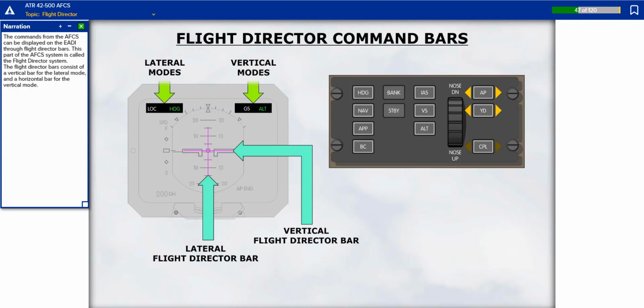The commands from the AFCS can be displayed on the EADI through flight director bars. This part of the AFCS system is called the flight director system. The flight director bars consist of a vertical bar for the lateral mode and a horizontal bar for the vertical mode.